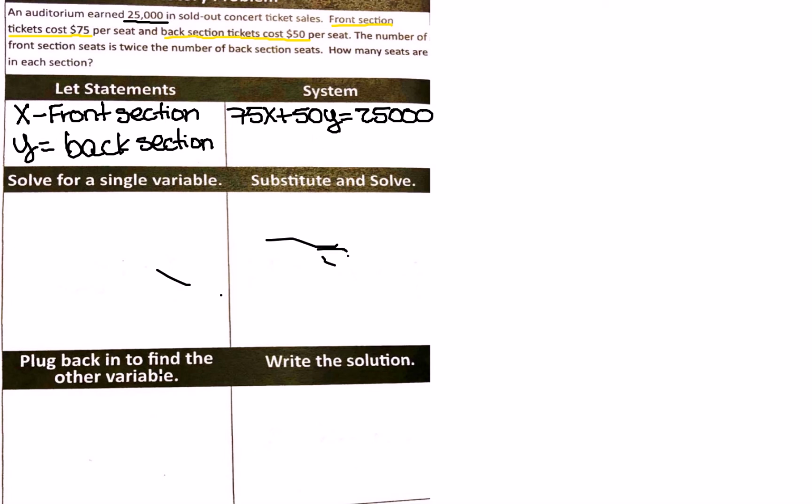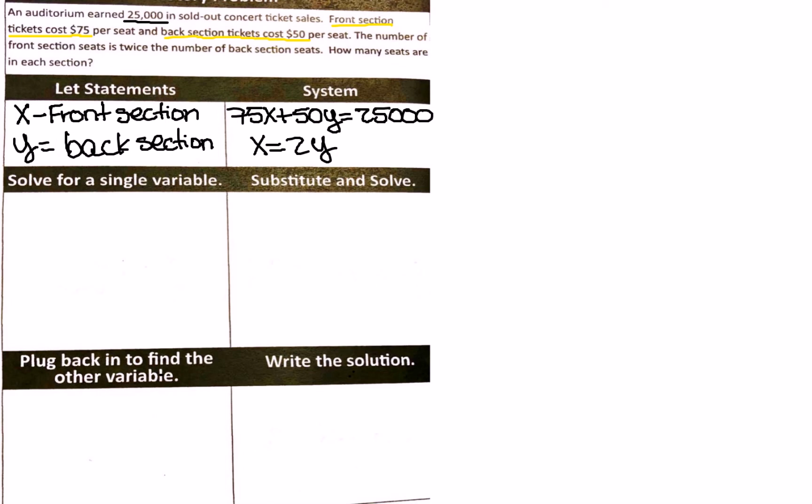Now let me read the third sentence to find my second equation. The number of front section seats is twice the number of back section seats. So it will be x equals, and remember twice means times 2, the number of back section seats, and here back section seats is y. So x is going to be equal to 2y. Let me erase this. Okay, so now I have my system created.